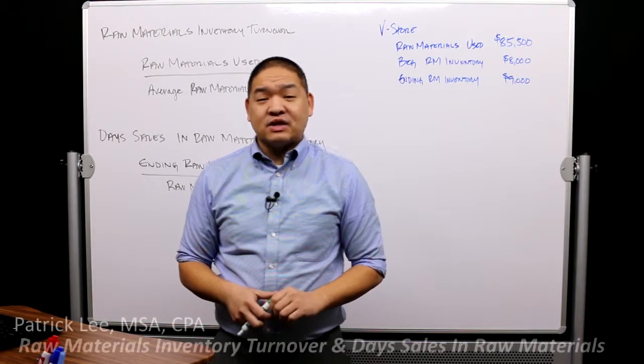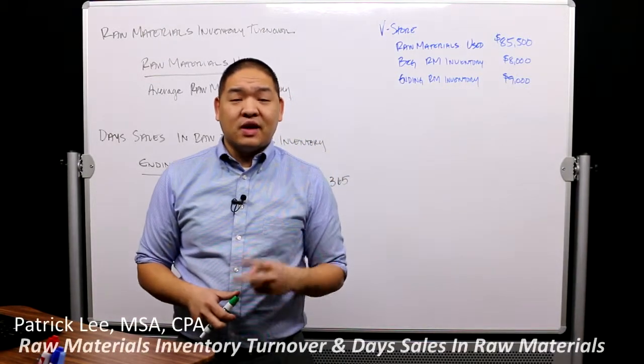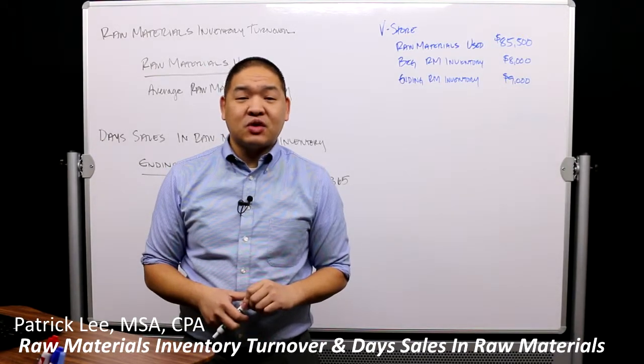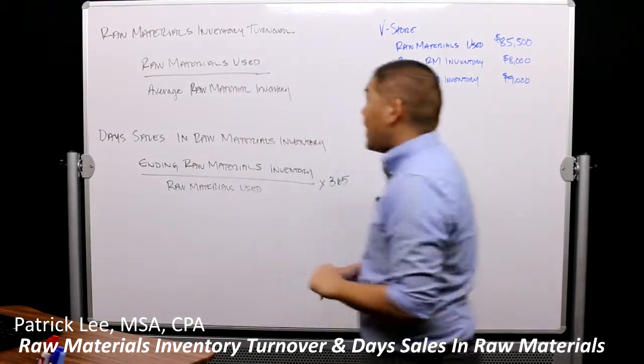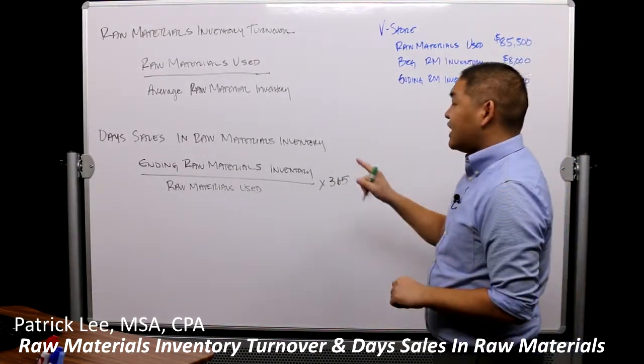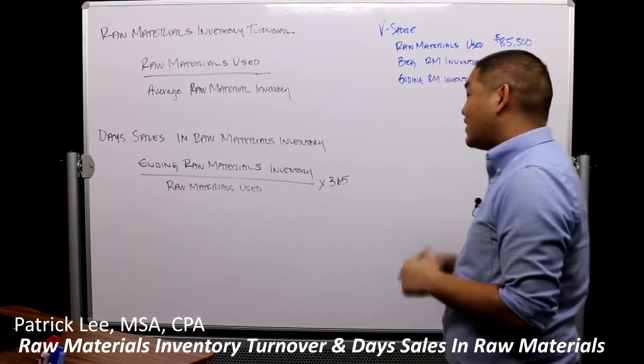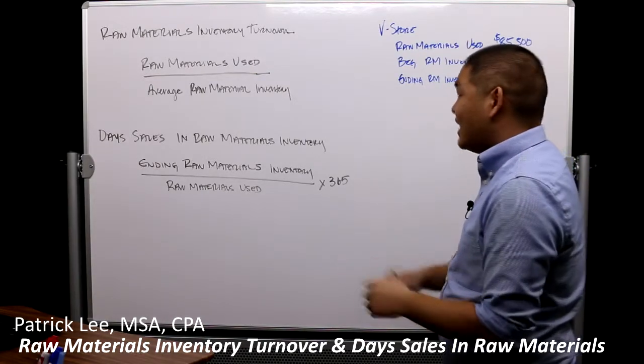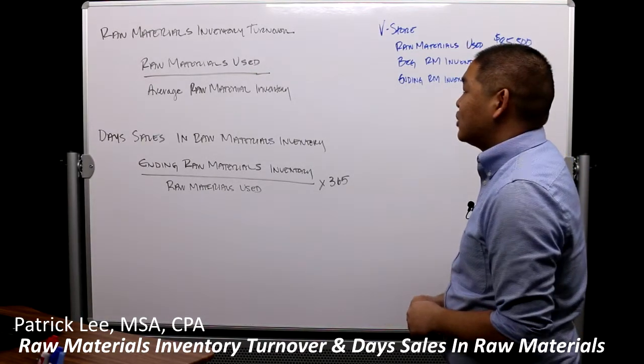All right, in this lesson we're going to talk about two calculations that we use when it comes to inventory. We are going to talk about the raw materials inventory turnover and then days sales in raw materials inventory. And so let's start with the raw materials inventory turnover.